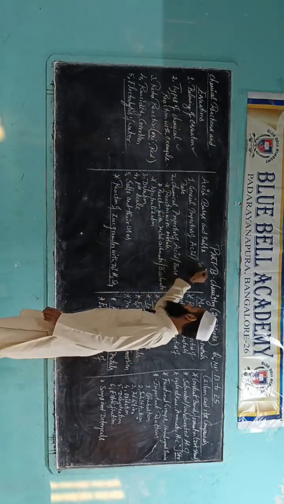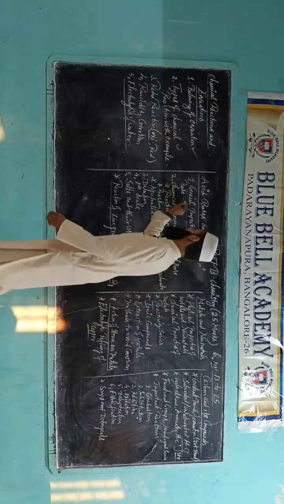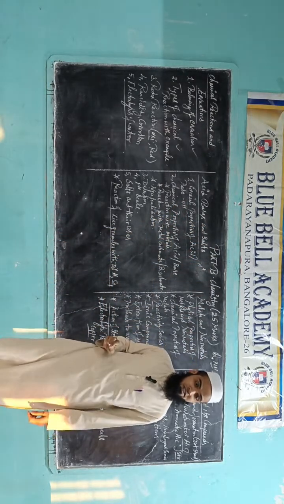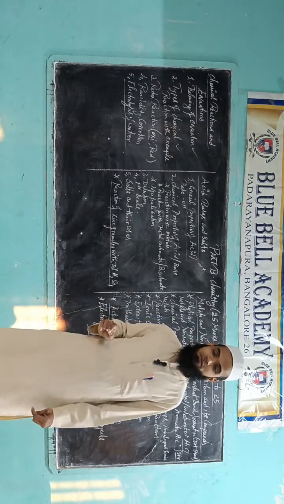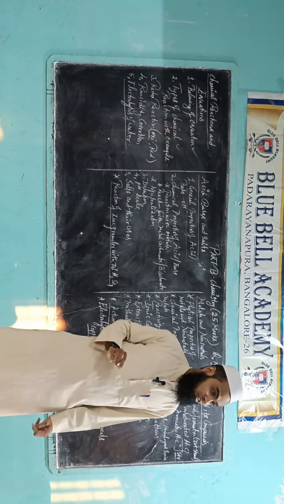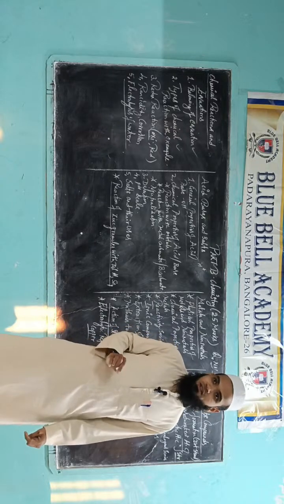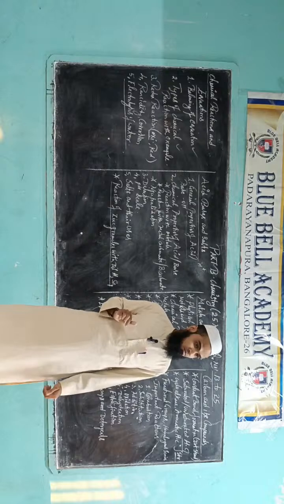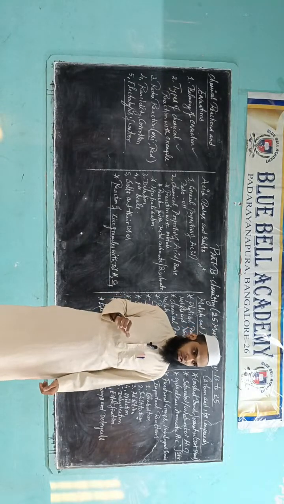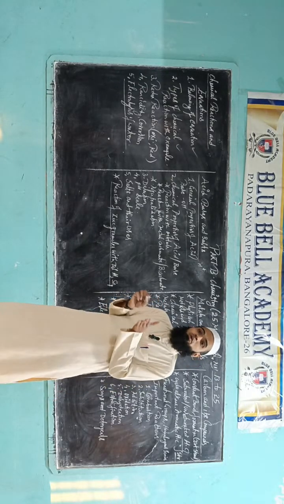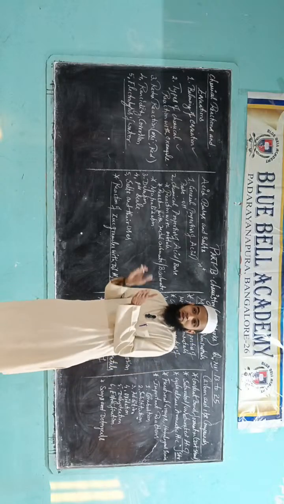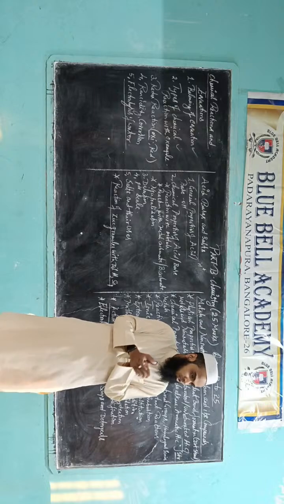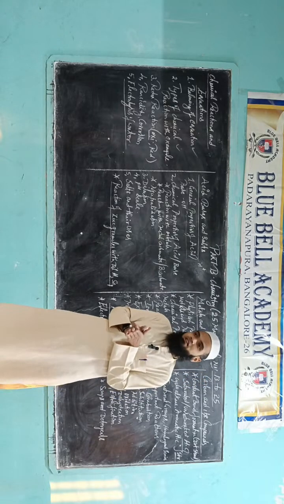Acids have which ion? Acids have the H plus ion, and bases have which ion? The OH minus ion. What is the taste of acids? Sour to taste. Bases are bitter to taste, and bases are soapy to touch also. So these are the general properties of acids and bases: the color change, their taste, and which ions are responsible for the acidic and basic nature.